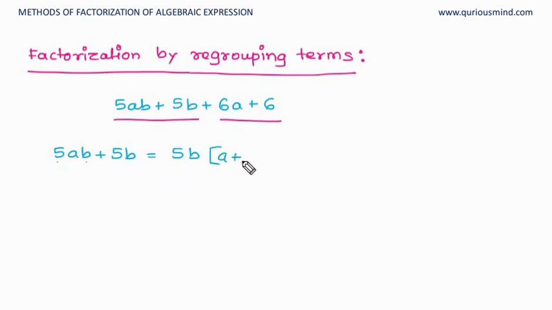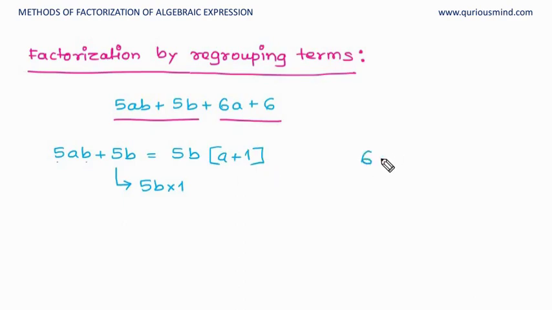So is it 0? No. 5b actually means 5b into 1. So when I take 5b common out, 1 is remaining. So here it is 1. 5b in bracket a plus 1.